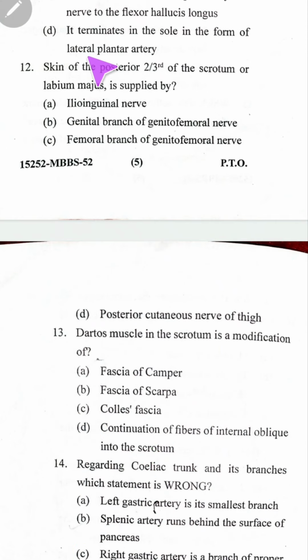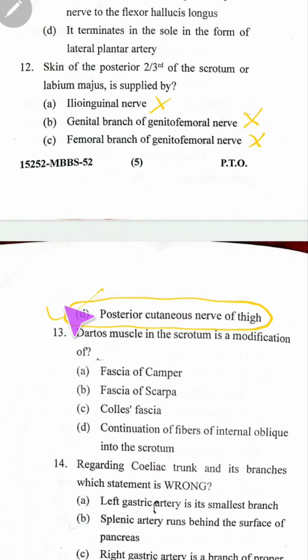Skin of the posterior two-thirds of the scrotum or labia majus is supplied by the ilioinguinal nerve in the anterior one-third, and the shaft or root of the penis by the genital branch of the genitofemoral nerve. No, anterior one-third of the scrotum and the root of the penis, right? The femoral branch of the genitofemoral nerve supplies the skin over the roof of the femoral triangle in the front of the thigh. So posterior cutaneous nerve of thigh, this will be your answer.